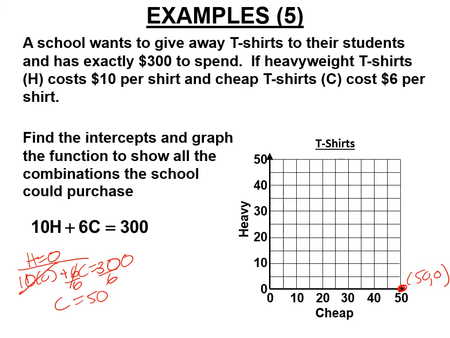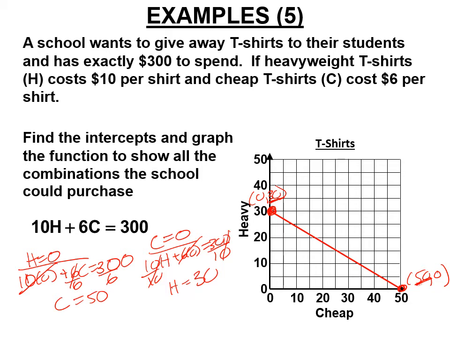All right, and then here, we're going to make C equal to 0. So when C equals 0, we get 10H plus 6 times 0 equals 300. Divide both sides by 10, and H equals 30. So if you buy no cheap shirts, you're going to buy 30 of the heavyweight. Notice if you buy heavyweight, you can only get 30 because they're expensive. If you buy the cheap, more people can get t-shirts. But you know, they're cheap. Do people want the cheap t-shirts? These are the decisions people have to make.